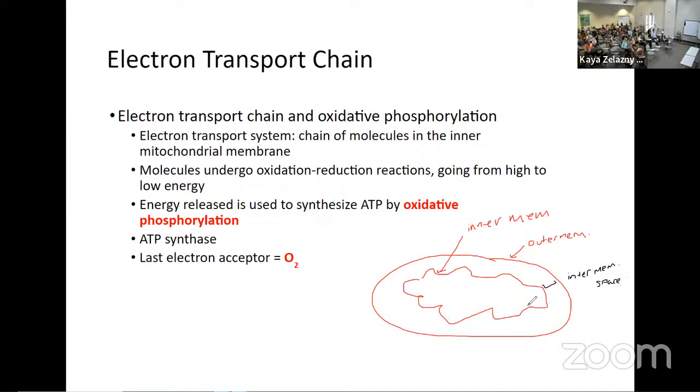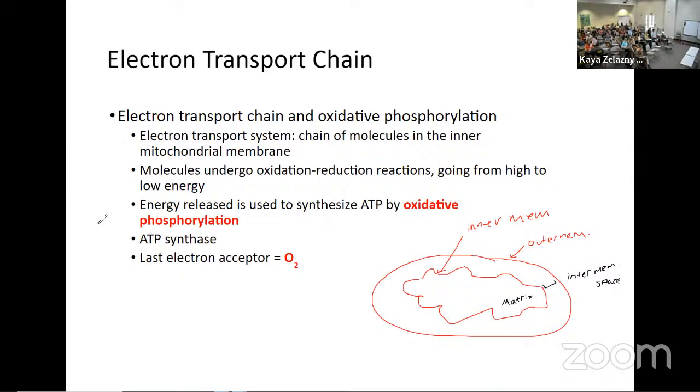And then our other sort of conceptual space that we're talking about is this area enclosed by the inner membrane. And so that's the mitochondrial matrix. So those are our locations in the mitochondria. This is basically the anatomy of a mitochondria.